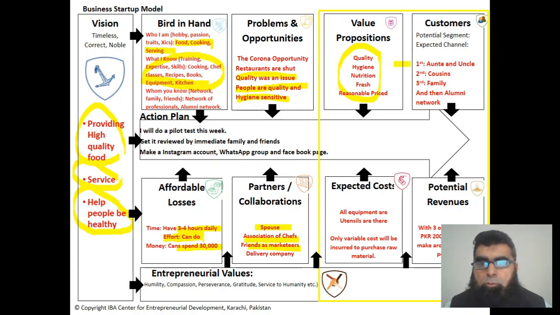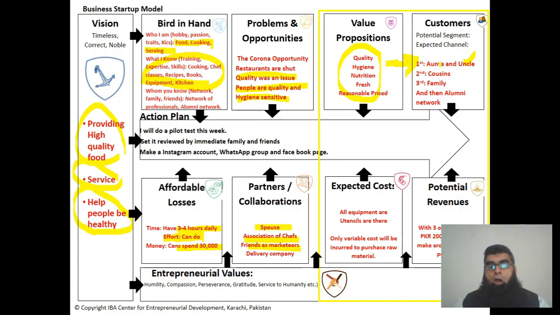And looking at her customers, she found that her immediate family members always cherish her food. They keep on coming to her for her food, and the cousins, and if the word of mouth spreads, the family would be interested in buying and ordering. And then she has a whole network of her school, college, IBA network, which can help her to find orders.